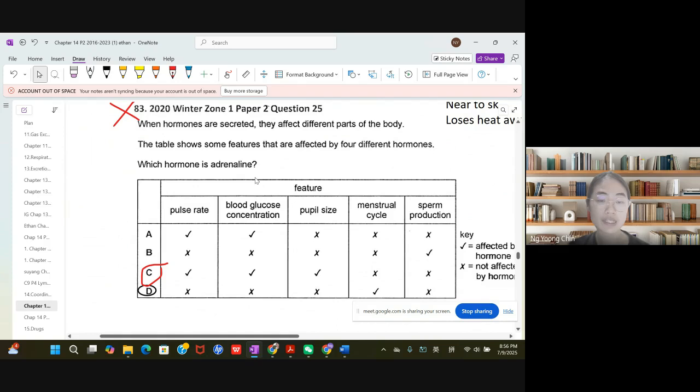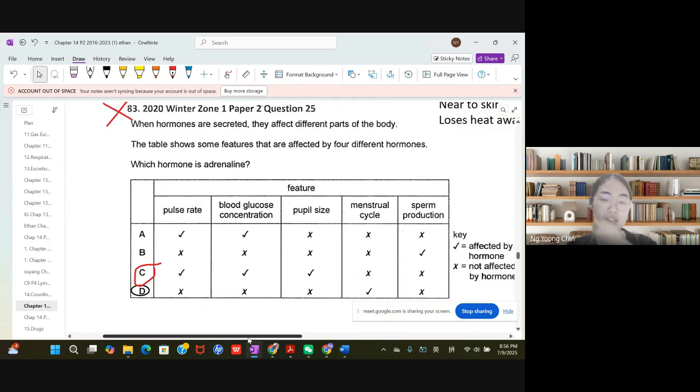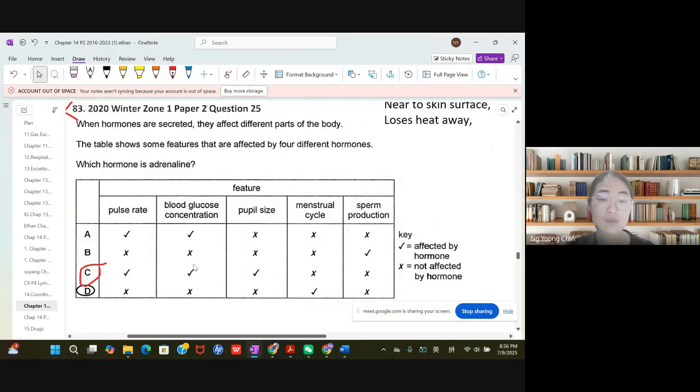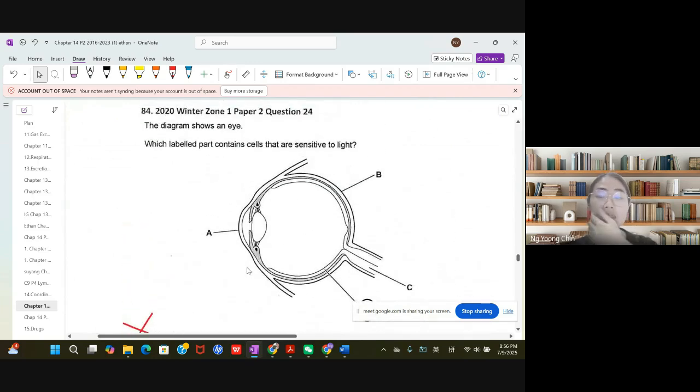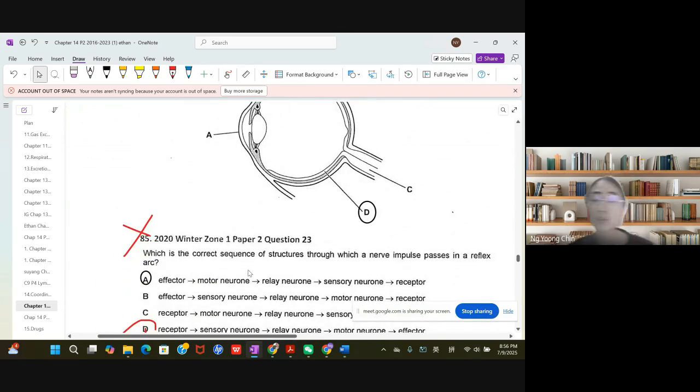And it's like adrenaline, okay? You're able to affect the pulse rate, increase the blood glucose concentration, dilate the pupil size, but adrenaline will not affect the menstrual cycle or the sperm production, okay? Menstrual cycle and sperm production will be affected by other hormones, which you haven't learned before. The follicle stimulating hormone, estrogen, progesterone, you learn in chapter 16. So that's why the answer is C, okay? You need to remember these are adrenaline, because adrenaline is a common question we ask in the exam.